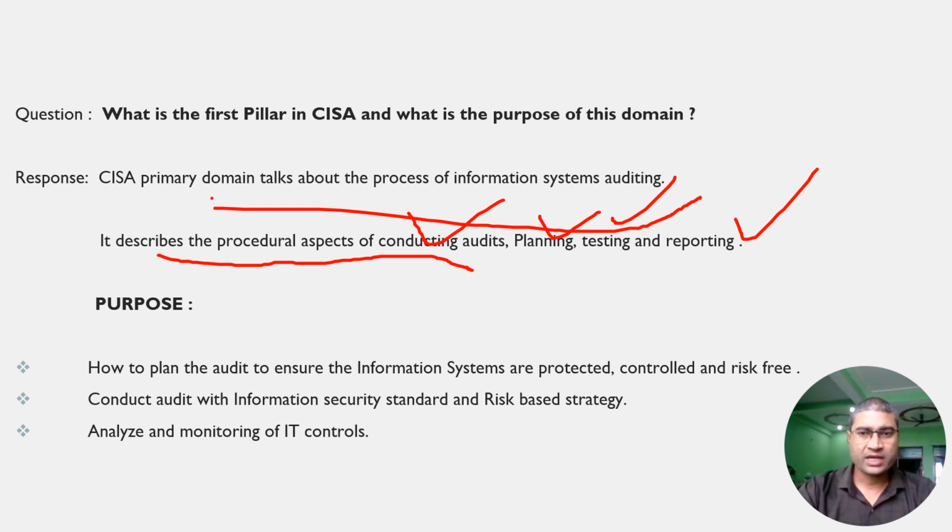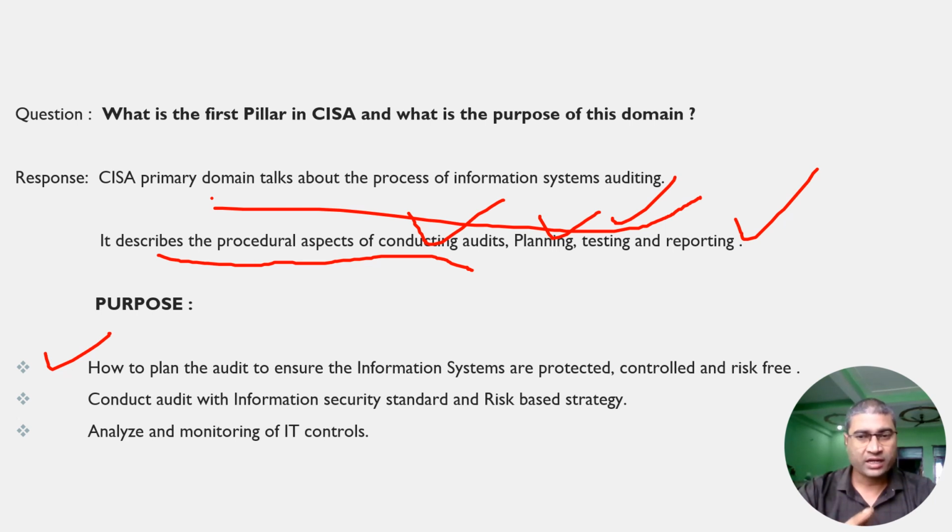Point number 1 states how to plan the audit to ensure that information systems are protected, controlled, and risk-managed. So how to plan the audit, and what steps we should use to perform the audit? And point number 2 is to conduct the audit with information security standards and a risk-based strategy.